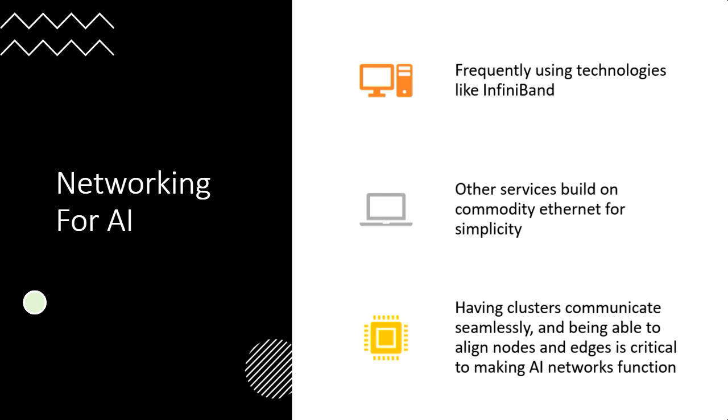So when we talk about networking for AI, some of the things you'll see, like Microsoft is using technologies like InfiniBand. This is still challenging because InfiniBand is expensive and proprietary. Microsoft is kind of committed to it, but you see a lot of other services build on commodity internet with high bandwidth. The big thing here, though, is you want those GPU clusters to be able to communicate seamlessly and being able to align those nodes and edges, because that's really critical to making those AI networks function. You can't have enough bandwidth, and you can't have low enough latency. So all the network challenges we've had in a traditional world just amped up almost to 11.